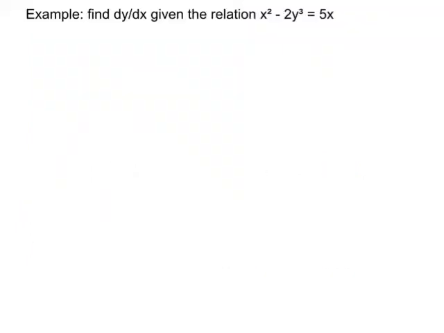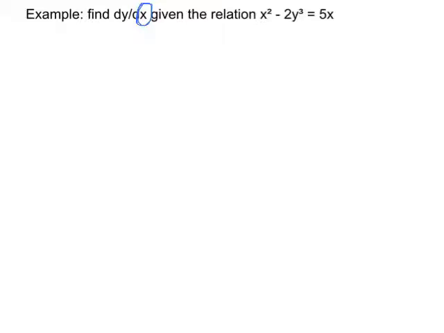So I have an example here for us. I want us to find dy/dx given the relation x squared minus 2y cubed equals 5x. Notice here that when you look at what they're asking for the derivative of, the independent variable is x. That means x is the thing that doesn't require the chain rule. Everything else will require the chain rule.